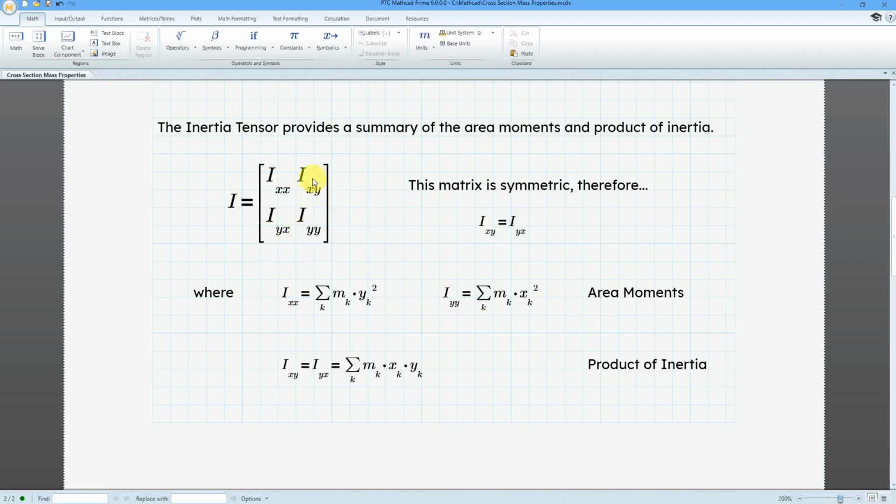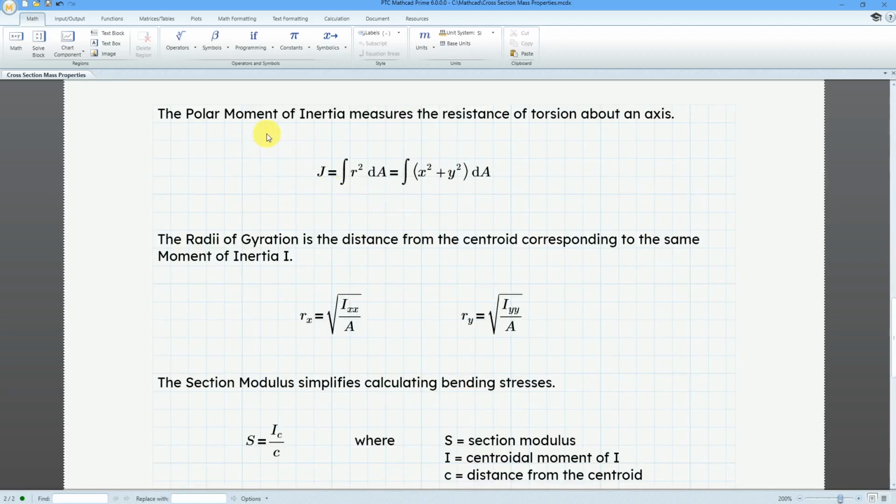On the off-diagonals, those 2 values that you have over there, that's called the product of inertia, and that is equal to the summation of all the masses times the x coordinate times the y coordinate. Some more quantities. You have the polar moment of inertia, and this gives you a measurement of the resistance of torsion about an axis. And the formula for the polar moment of inertia is the integral of all the locations dA, or in other words, for a cross-sectional area, the integral of x squared plus y squared dA.